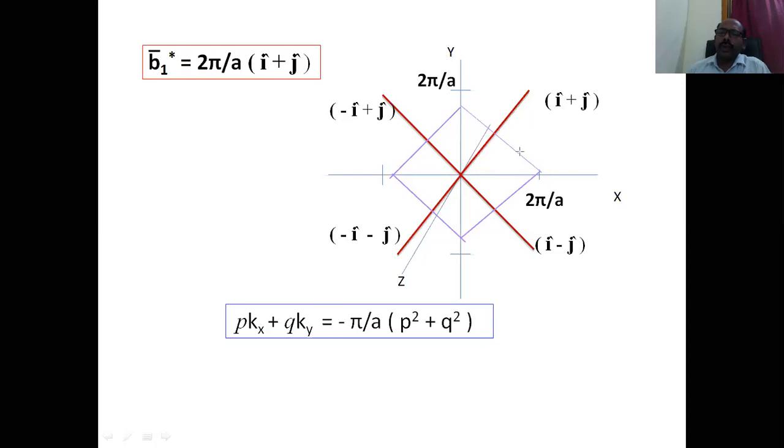Totally, we get 12 planes. However, these 4 planes are intersecting. The other 8 planes also intersect in different directions, and they form one geometrical shape that is called a rhombic dodecahedron. Okay, it is clear, I think.